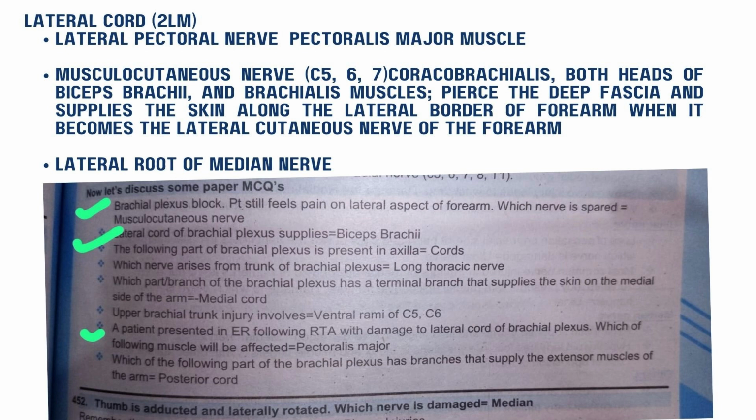About the musculocutaneous nerve, you need to remember that it supplies three muscles: coracobrachialis, both heads of biceps brachii, and brachialis. It pierces the deep fascia and supplies the skin along the lateral border of the forearm, where it becomes the lateral cutaneous nerve of the forearm.